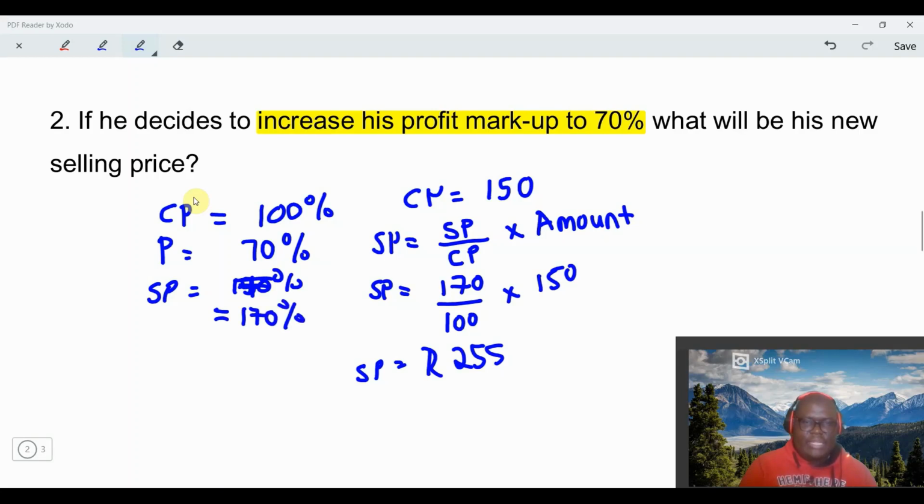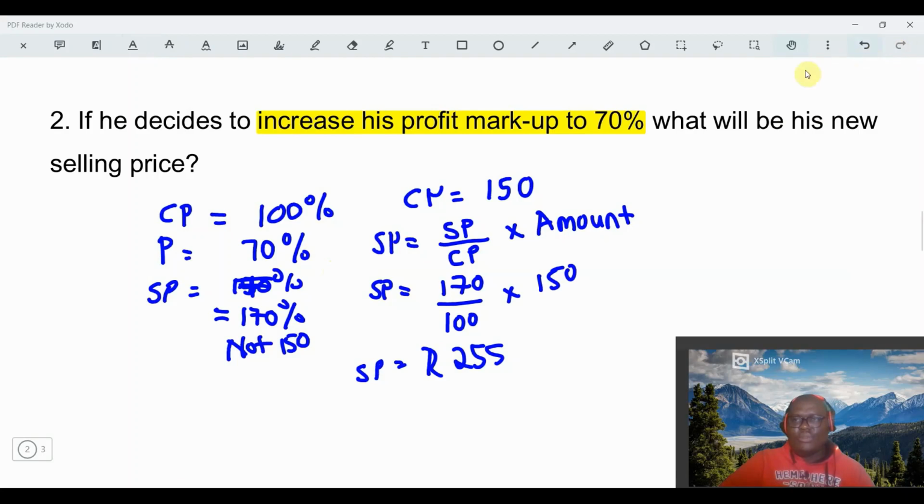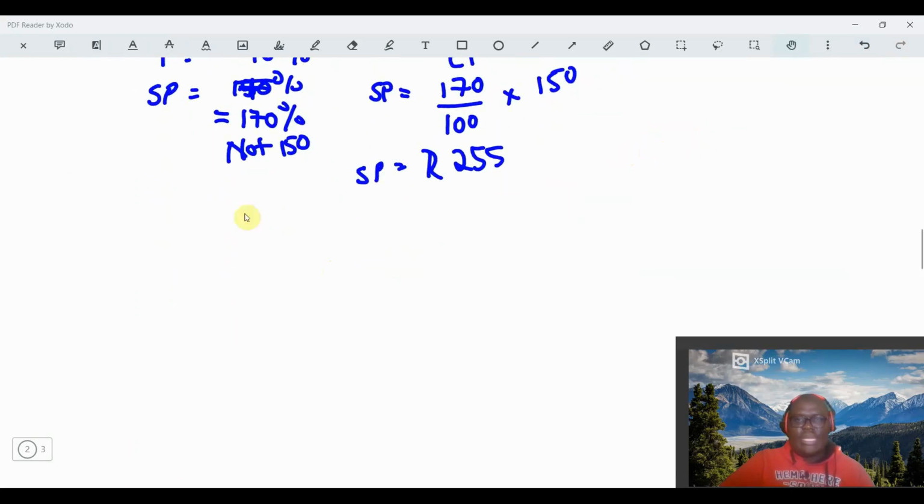170%, not 150. Okay, keep that in mind. Sometimes we forget to change these things, but it's very important for you to always show how you did your answers, how you got there.